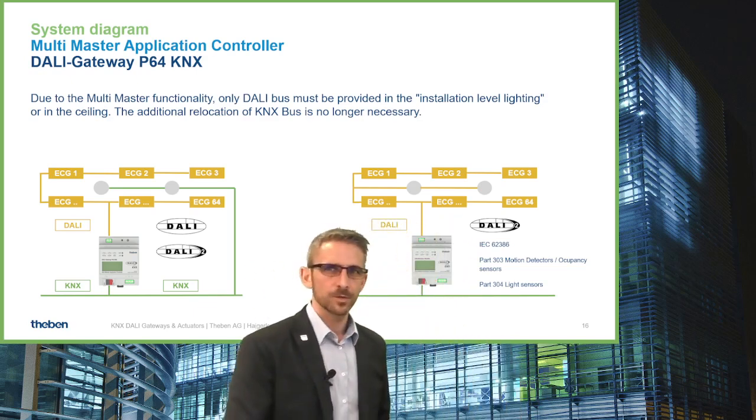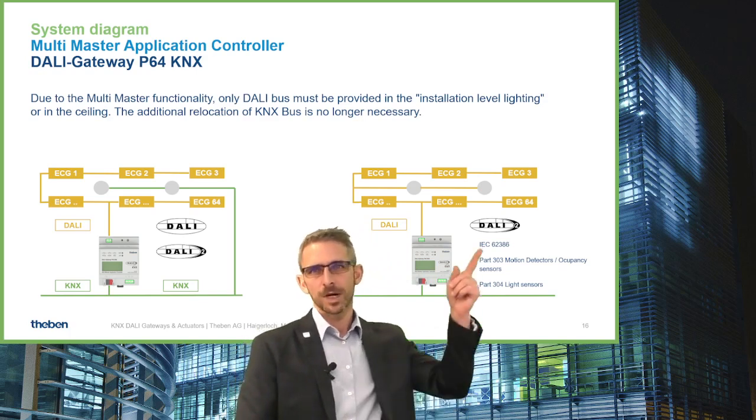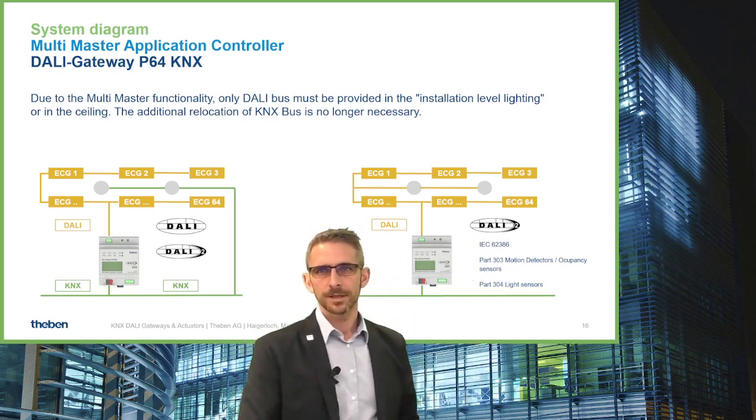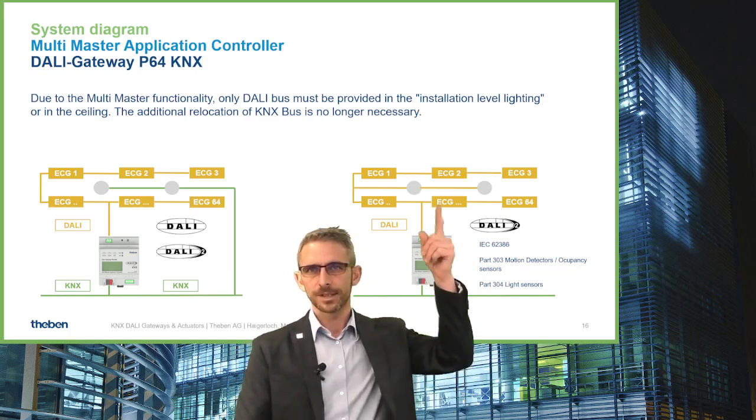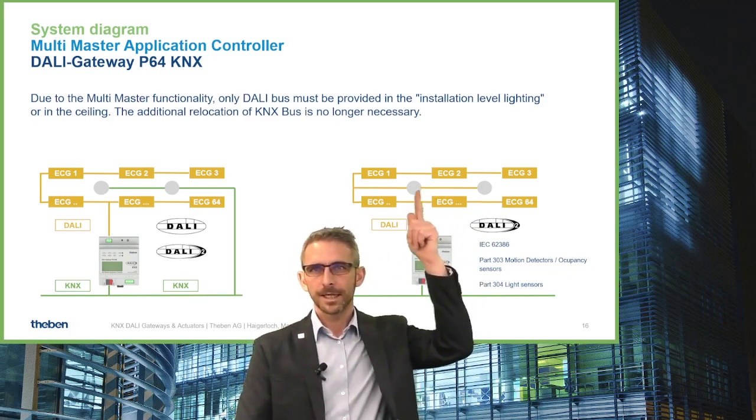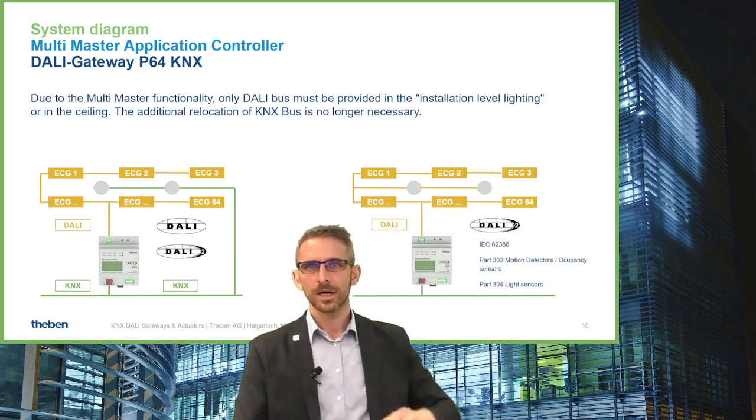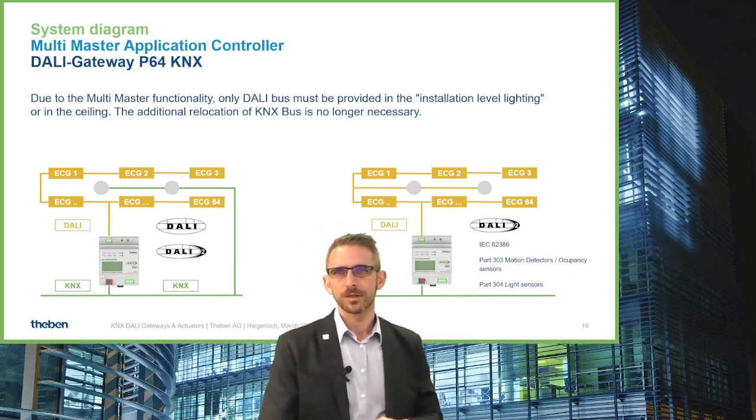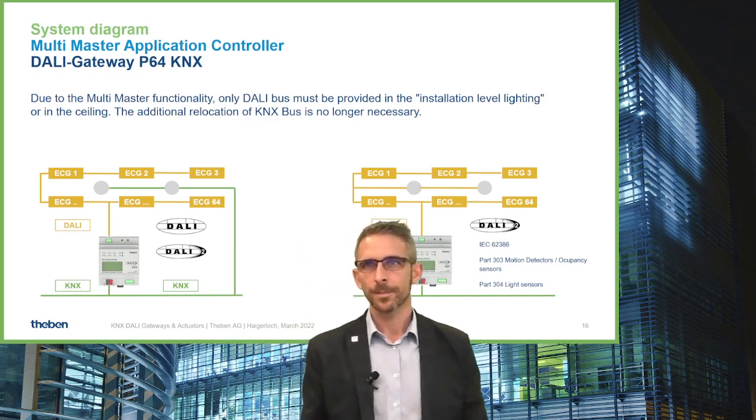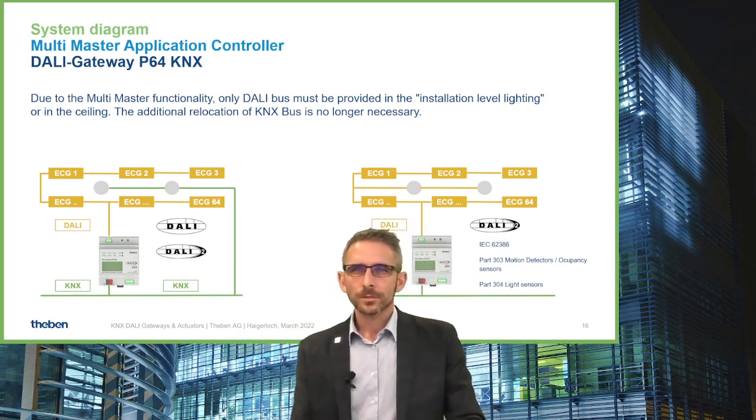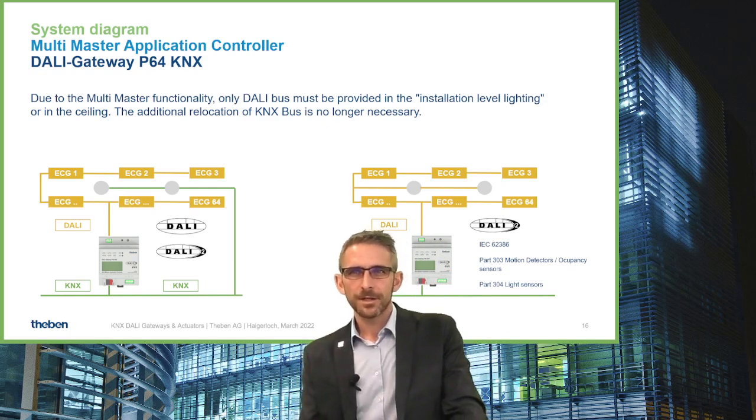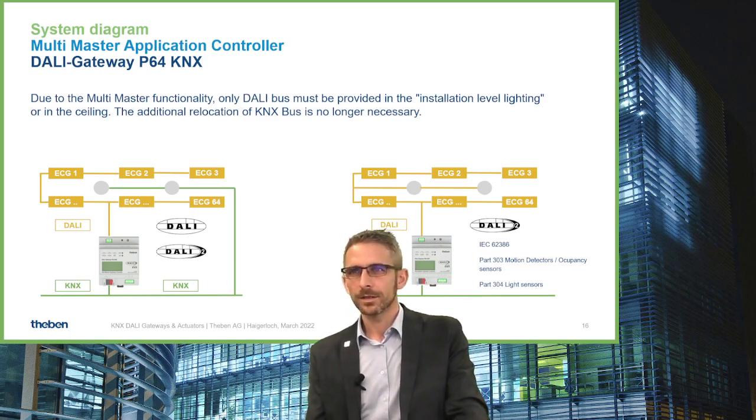If we have a device which is defined as multi-master application controller, it's completely different, because then we have in the ceiling only the DALI line, and the presence or motion detectors are connected directly to the DALI line following the DALI parts 303 and 304. So it can be a benefit, definitely, in regards to the wiring, because there is no need to have the green wire in the ceiling, and we can connect everything to the DALI line.